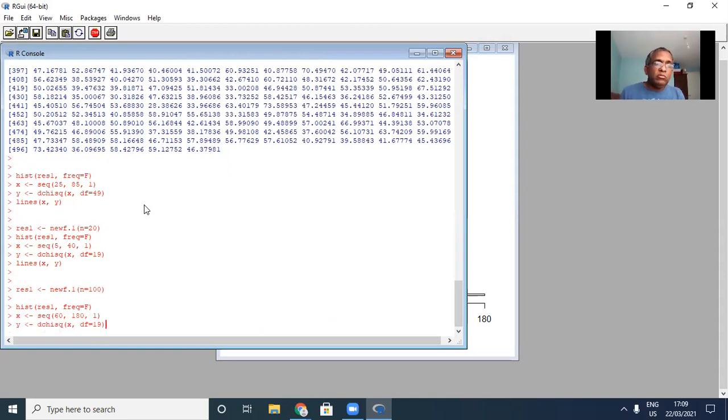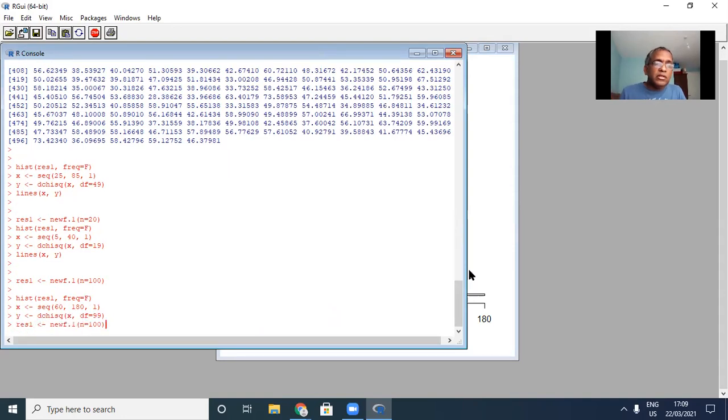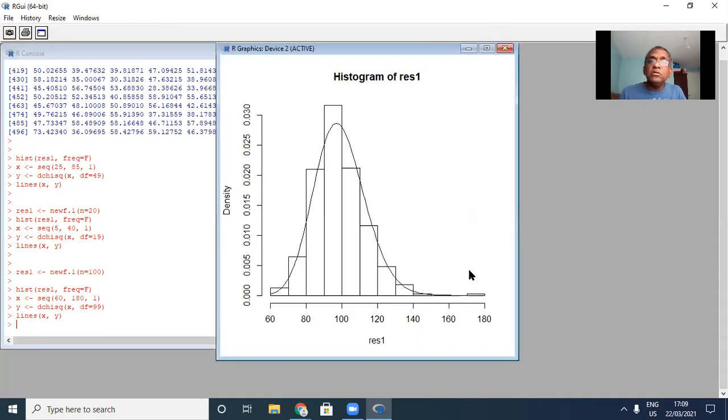And then you define the y. In this case, your degree of freedom is 99 because n is 100, so n minus 1 is 99. Okay. And finally, you use the lines command. And you see, once again, as the theoretical result says, the fitted PDF is a good match to the simulated histogram. All right, guys.